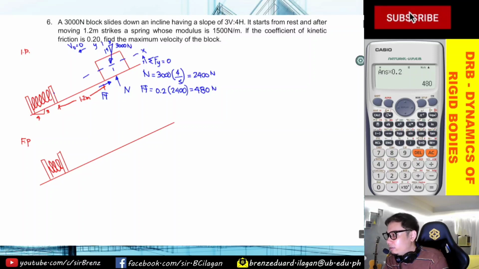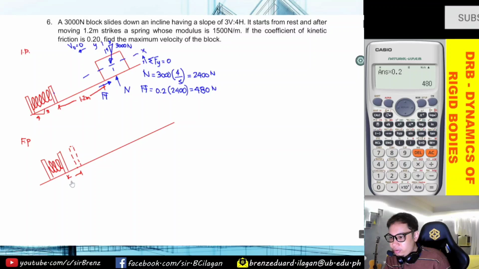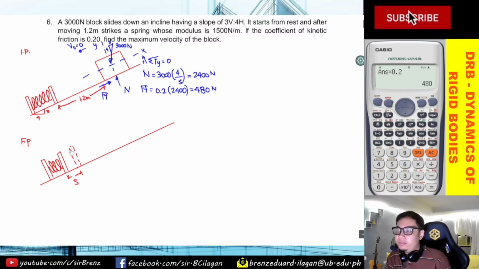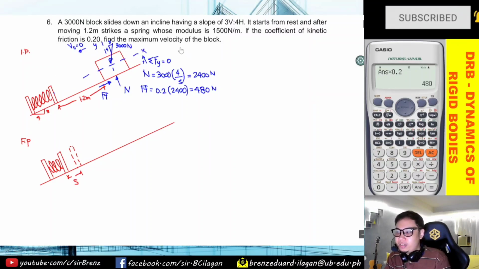Okay, so again, initially, alam natin na yung spring mo is nandito. So ito guys, ito yung S or yung distance na na-deform or yung na-compress or na-shorten ng spring mo. Okay? So, kailangan muna nating masolve yan para malaman natin yung maximum velocity ng block. Okay?